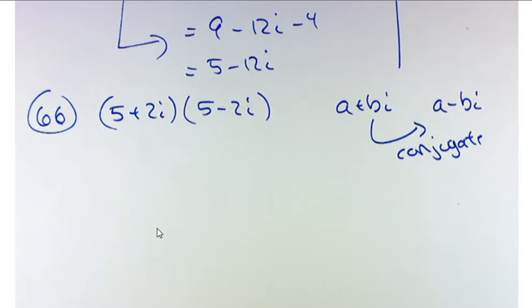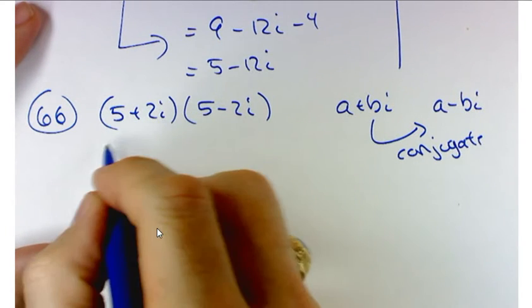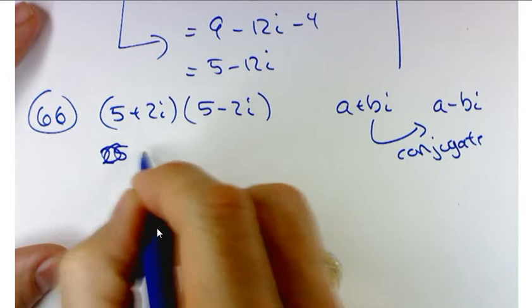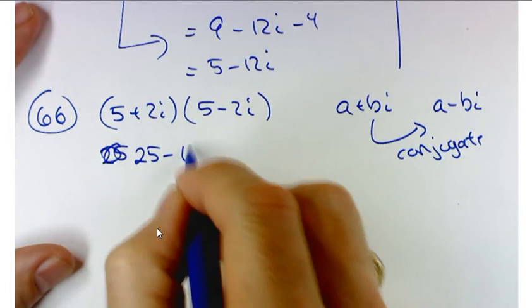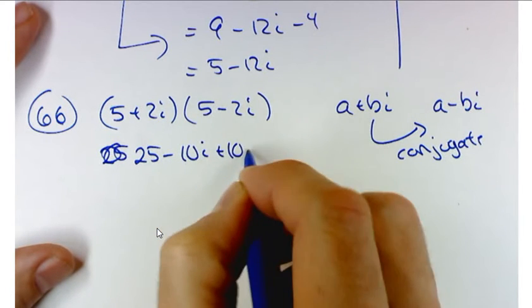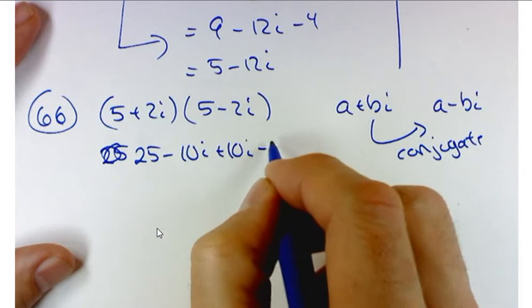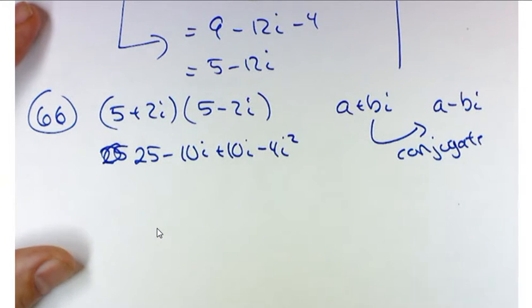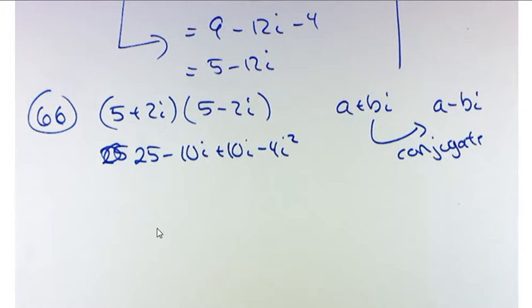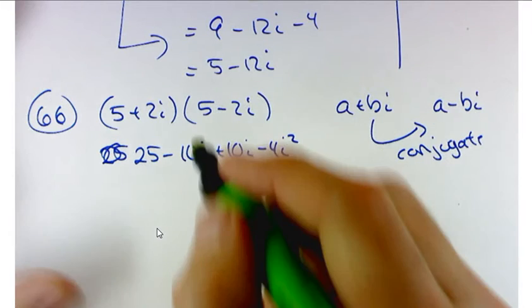Can't be right? Is it too nice? Did it simplify too nicely? Let's find out. So 5 times 5 is 25, minus 10i plus 10i, minus 4i squared. We agree on that much? Okay, good. Isn't that special?